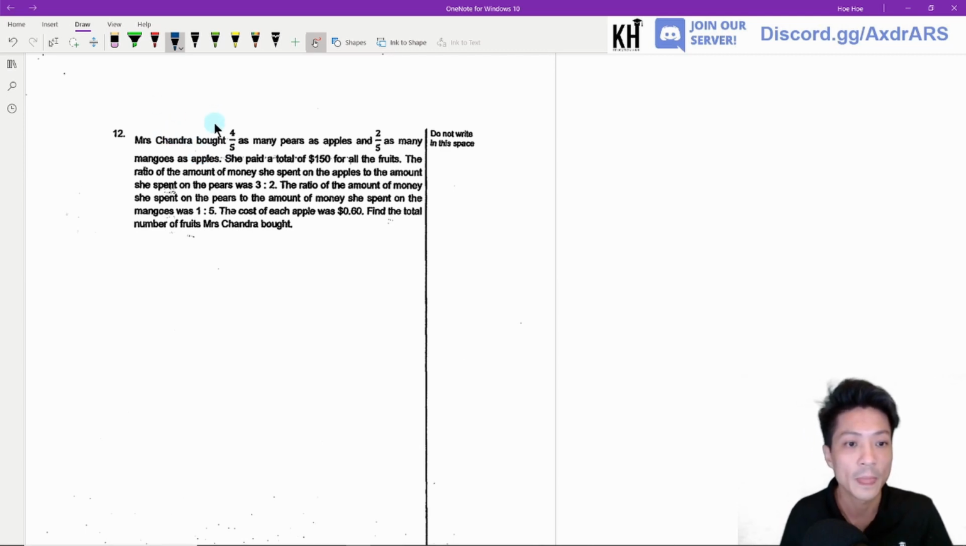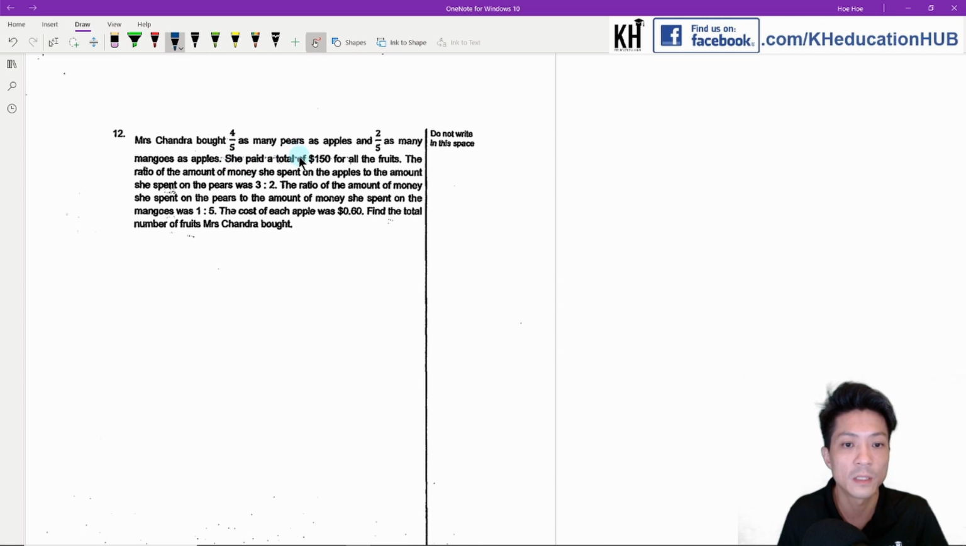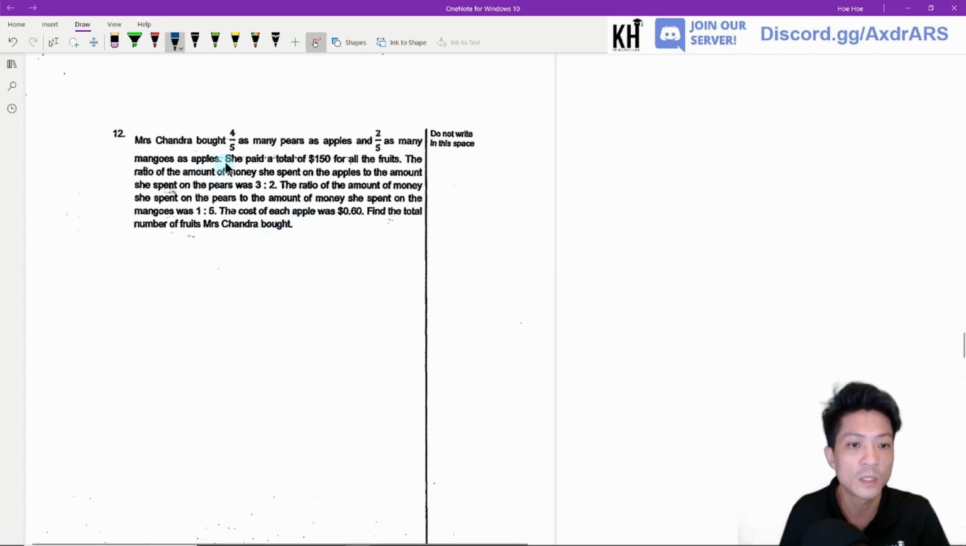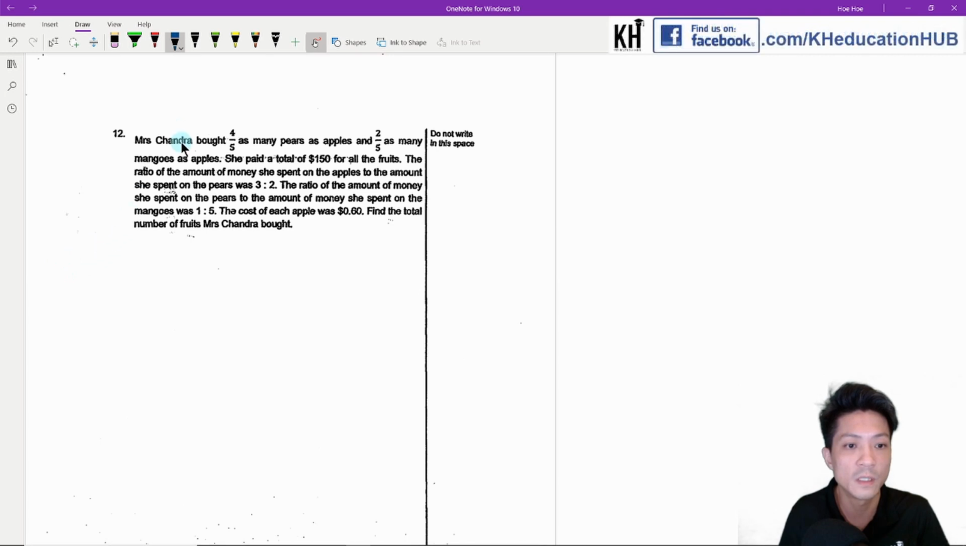315. Question 12. Mrs. Chandra bought 4/5 as many pears as apples and 2/5 as many mangoes as apples. She paid a total of $150 for all the fruits. The ratio of the amount of money she spent on the apples to the amount she spent on the pears was 3:2. Ratio of the amount of money she spent on the pears to the amount of money she spent on the mangoes was 1:5. The cost of each apple was 60 cents. Find the total number of fruits Mrs. Chandra bought. Okay, so I'm gonna write down the ratio of the number of fruits first.